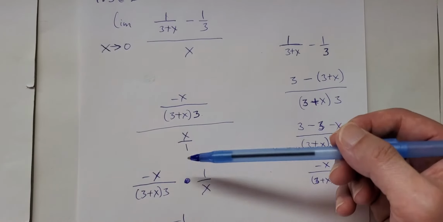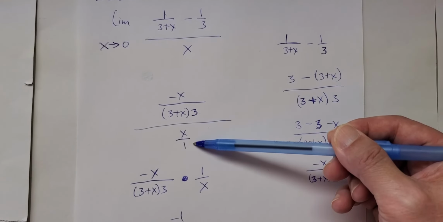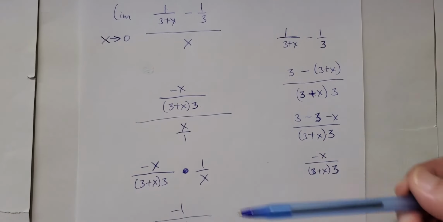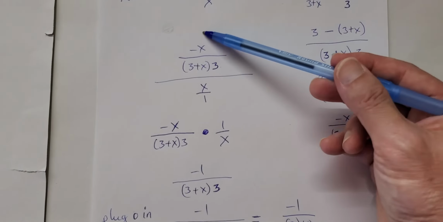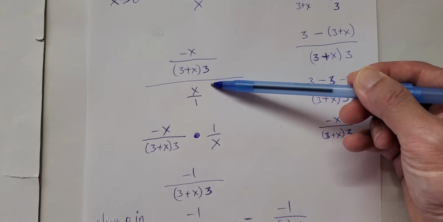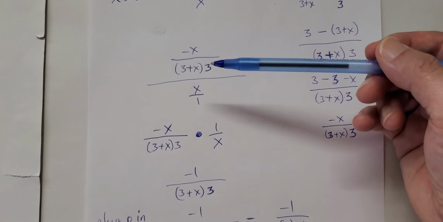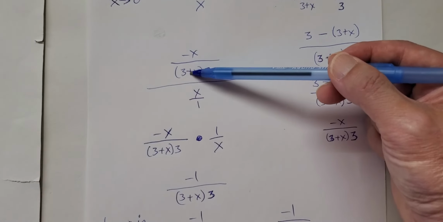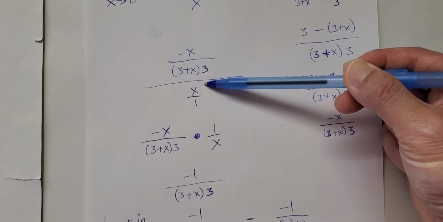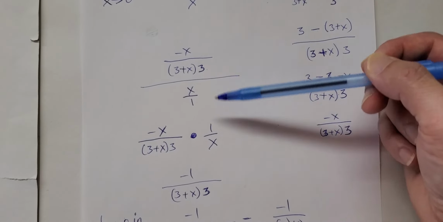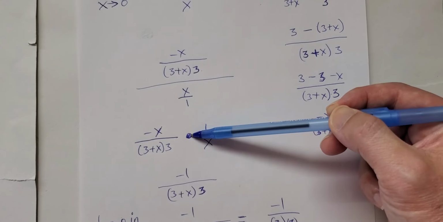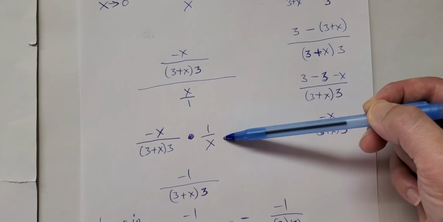So x over 1. So a fraction divided by another fraction. Using the fraction rule, the top stays, division becomes multiply, the bottom fraction flips. One more time. Dividing fraction rule: top stays, divide becomes multiply, bottom fraction flips.